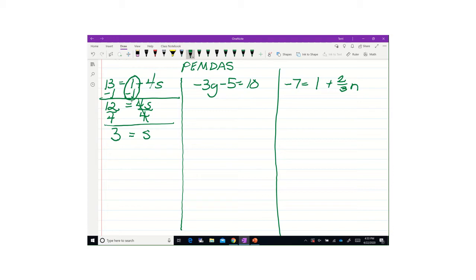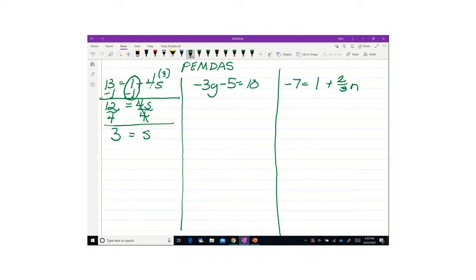And just like in previous problems, we have shown that we can put that answer back into our original equation and we can check. So if I take 4 times 3, I get 12. I add 1 to it, it gives me 13. I know my answer is correct.